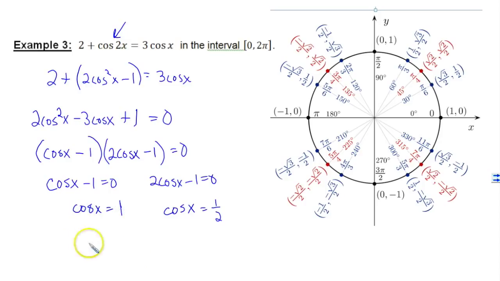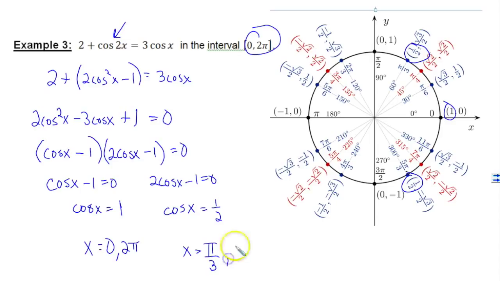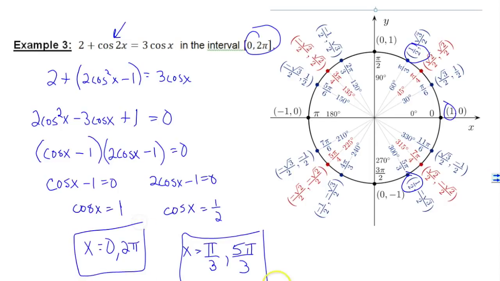All right, so let's take a look at what we got here. We want the x value to be 1. That's going to be there, so it's going to be 0 and 2 pi. Again, we're in this interval. And then we want the x value to be 1/2, which is at pi over 3 and 5 pi over 3. And these are our solutions.